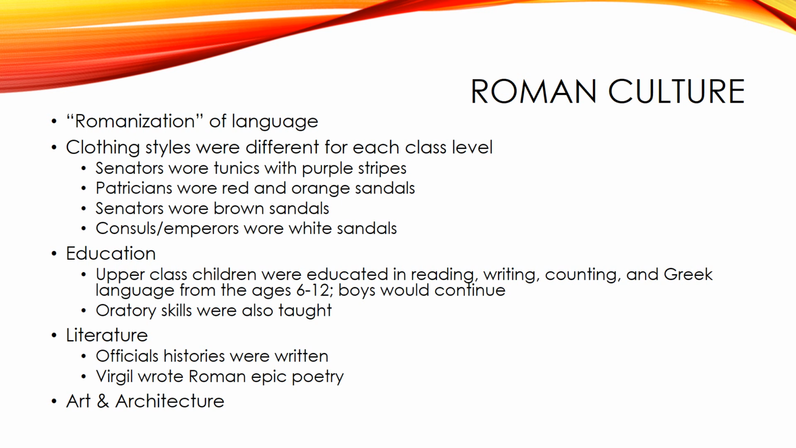As far as education goes, upper class children were educated, girls and boys were educated reading, writing, and counting, and of course Greek from the ages of 6 to 12, and then the boys would continue on after that. Oratory skills were also taught, as speaking, because of the structure of the Roman Empire. Oratory skills and being able to speak publicly was very important, and so it was continuously taught throughout the education system.